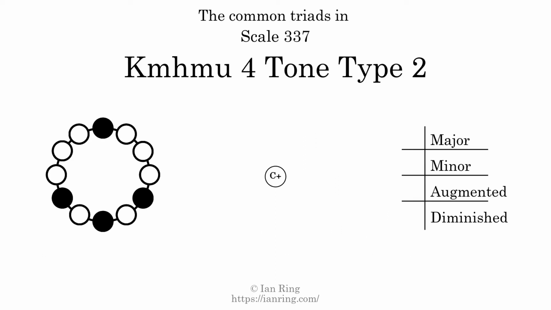The diagram in the center is a graph of parsimonious voice leading between triads. There are no major triads. There are no minor triads. There is one augmented triad. There are no diminished triads.